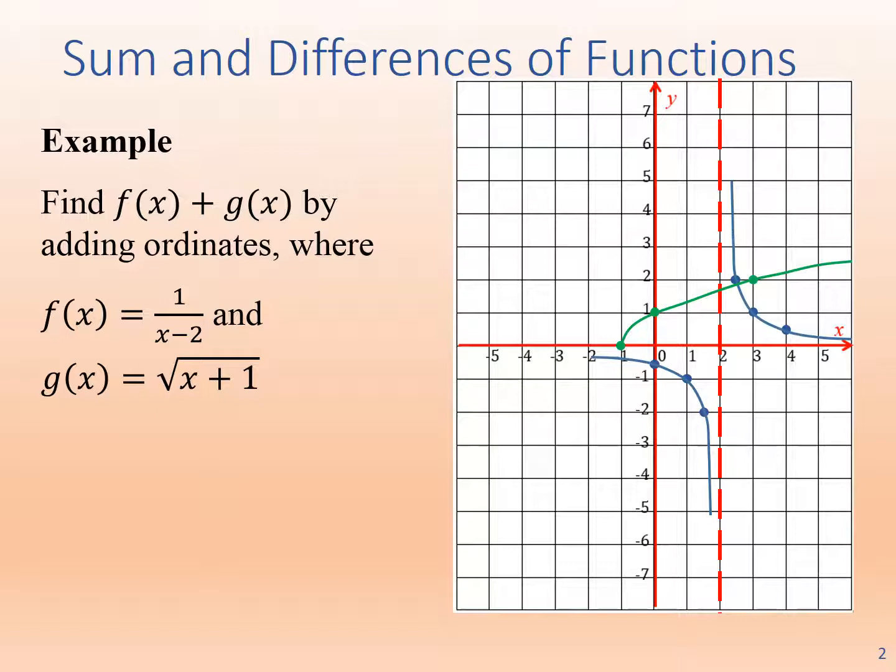Now to find the sum function then, what I need to do is to add the y coordinates. Now we can't add y coordinates when x is less than negative 1 because our g of x function is not defined there. Starting at x equals negative 1 we have 0 and negative 0.3 which sum to negative 0.3. Moving over to x equals 0 we've got this value here which is negative a half plus the 1 will give us our value of y for the sum function of a half.